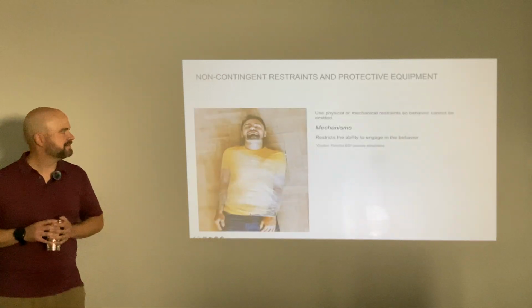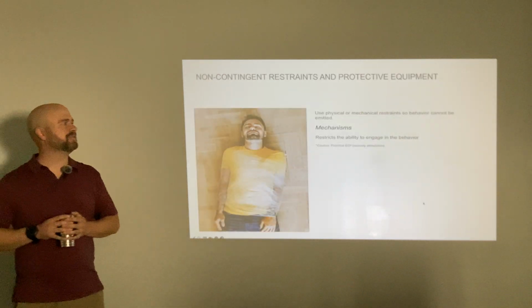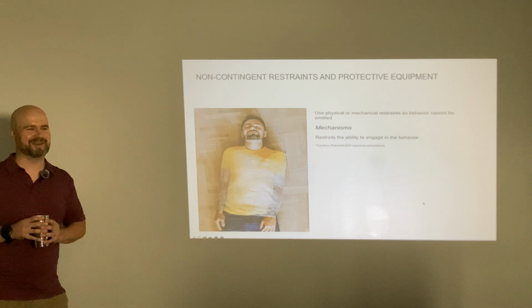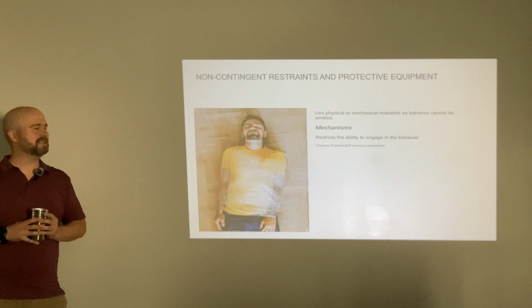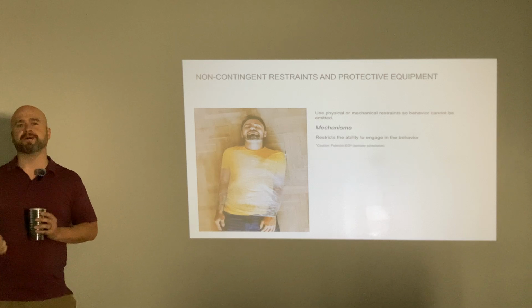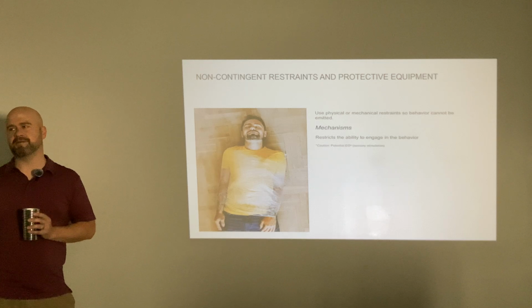All right, let's continue. Non-contingent restraints and protective equipment. Obviously, we would never do what happens in this picture. But these things may happen in the most serious of circumstances where someone's hurting themselves or other people. This would be a restricted procedure. It needs to be reviewed by the Human Rights Committee.